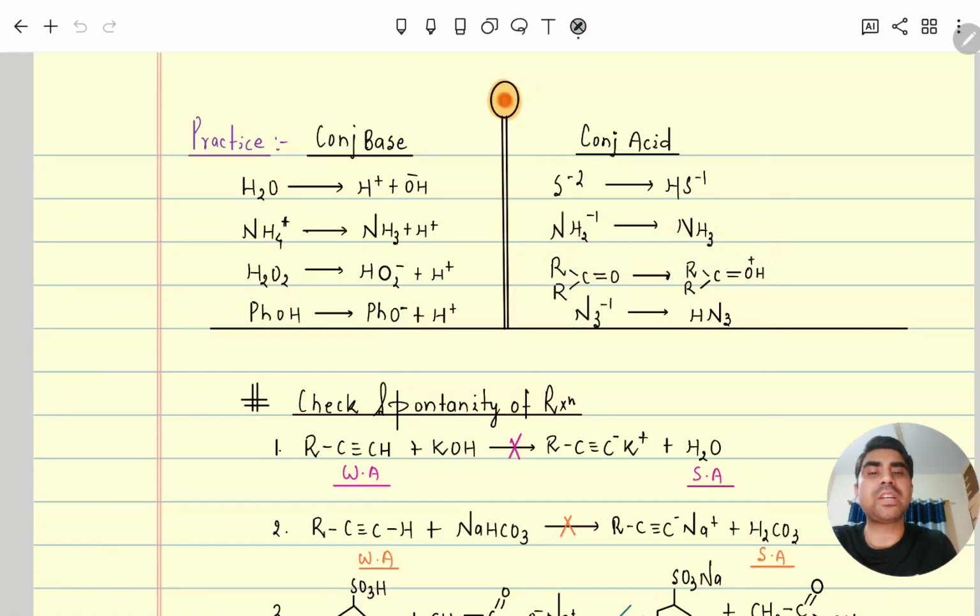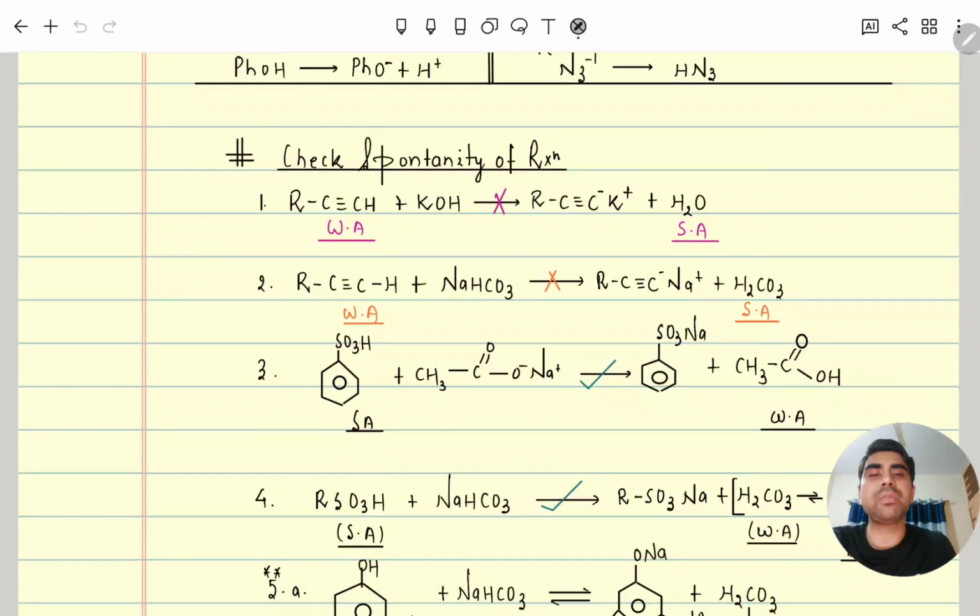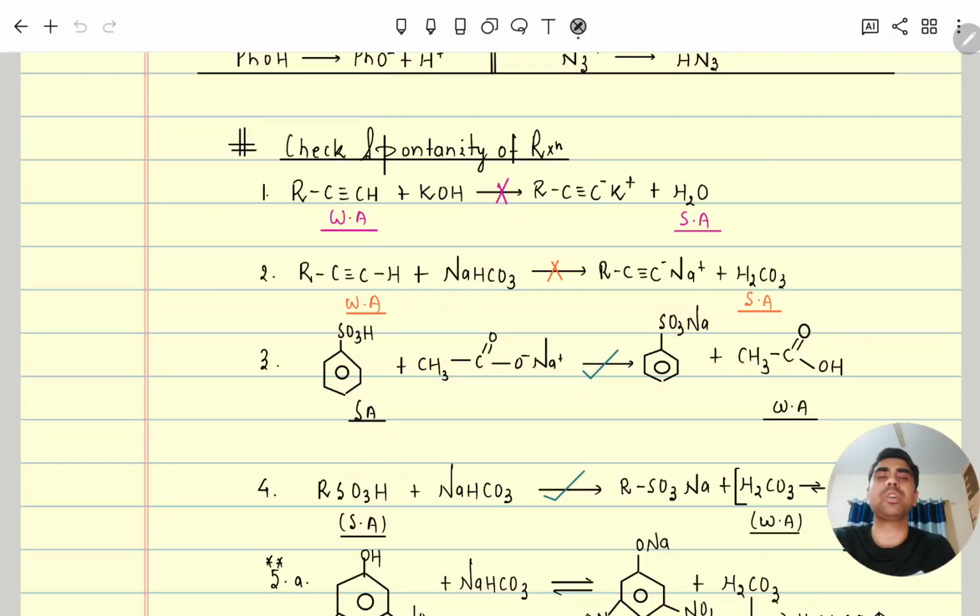Clear? Now, if they ask you to check the spontaneity, feasibility, or whether delta G is greater or less than zero for a reaction: if delta G is less than zero, then it is a spontaneous, feasible reaction and will occur. If delta G is greater than 0, then it will be non-spontaneous, it will be not feasible.